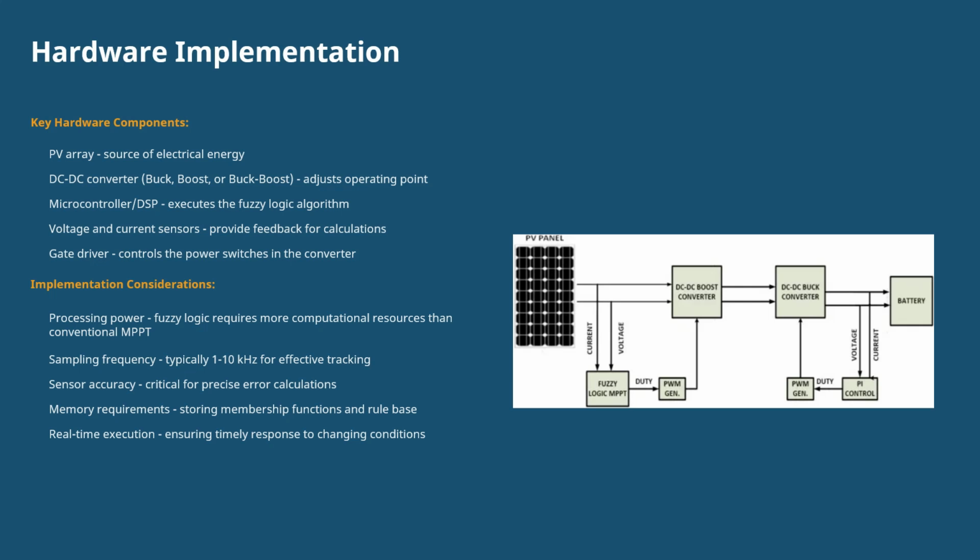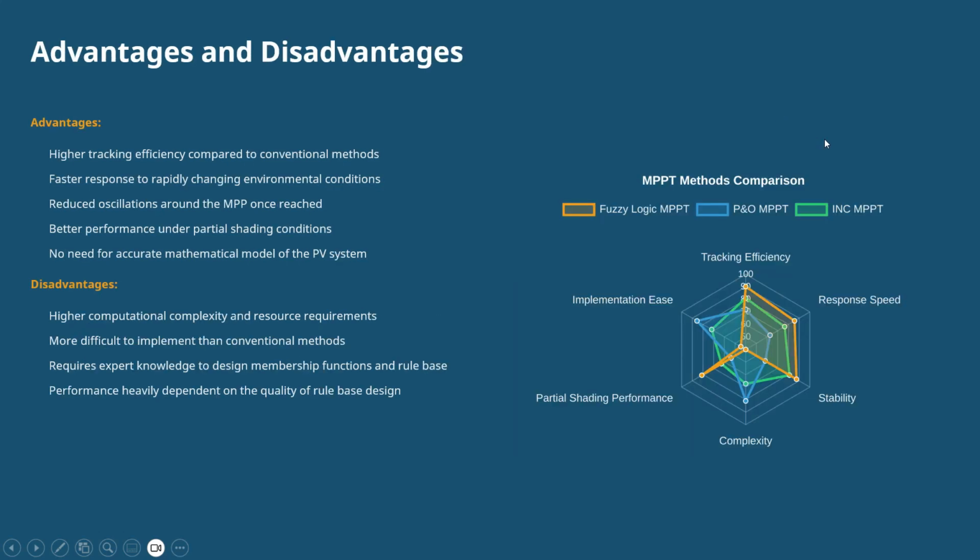Sensors must be accurate, especially for computing the error, the change in power to the change in voltage. Memory is needed to store the rule base and membership functions. And timing is also crucial. If we respond too slowly, we miss the MPPT. There are some advantages and disadvantages of our fuzzy MPPT also.